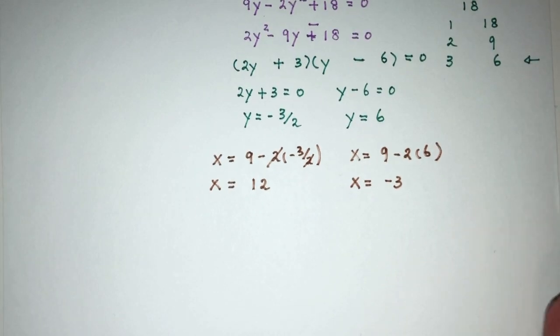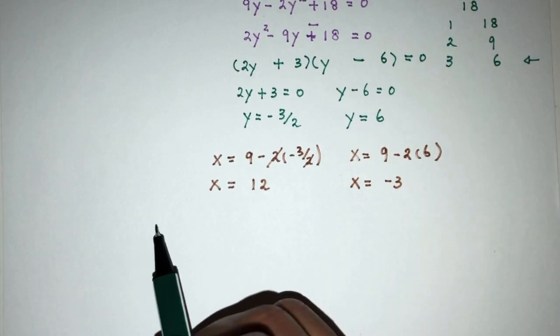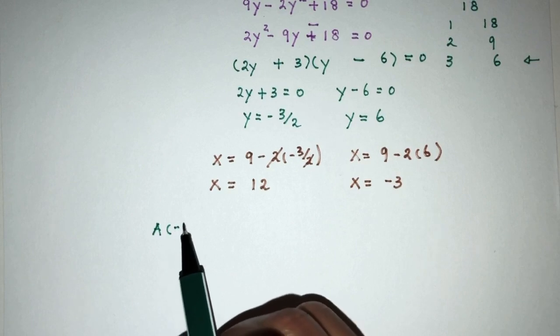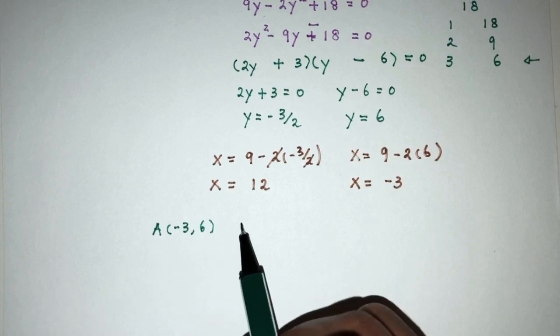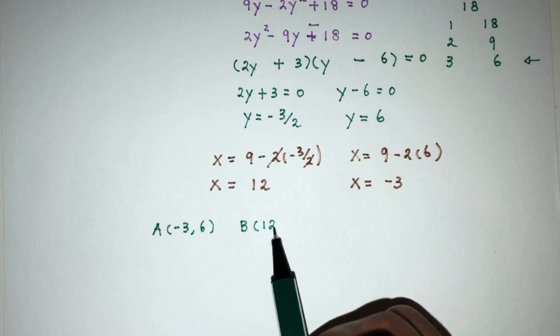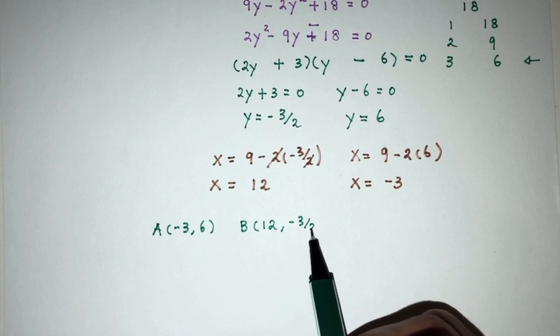Now as you can see, we have 2 points. So this will be my point A, which is (-3, 6), and my point B will be (12, -3/2).